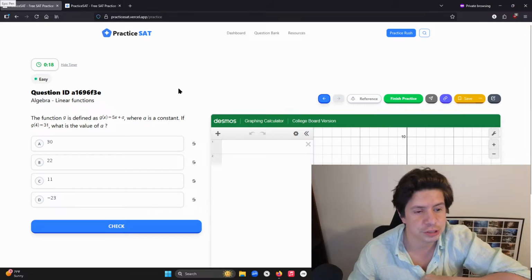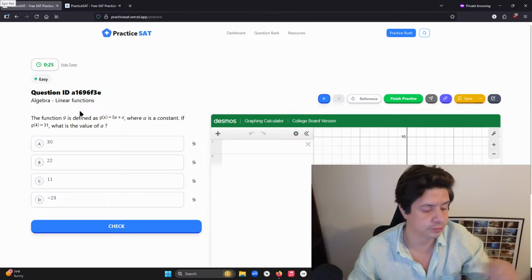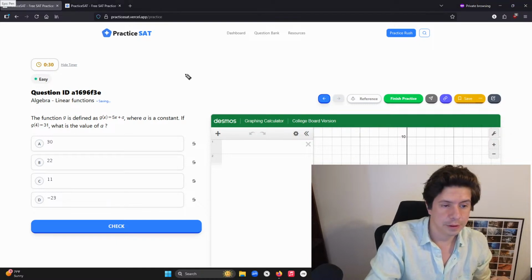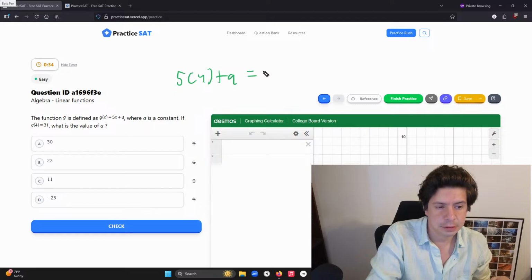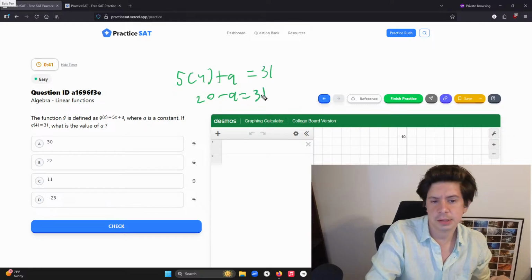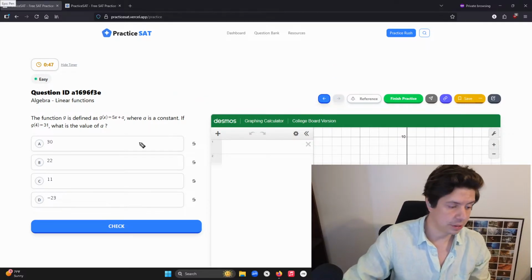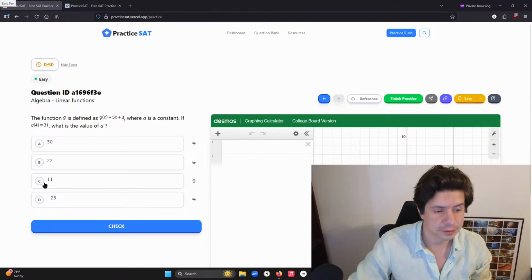The function g is defined as g of x equals 5x plus a, where a is a constant. G of 4 equals 31 was the value here, so we could do the same type of thing. Do 5 times 4 plus a equals 31. So we get 20 plus a equals 31. A equals 11. You should be able to do this in your head, not have to write it out at all. But I'm just writing it out to show you all my thinking. So this could be C.